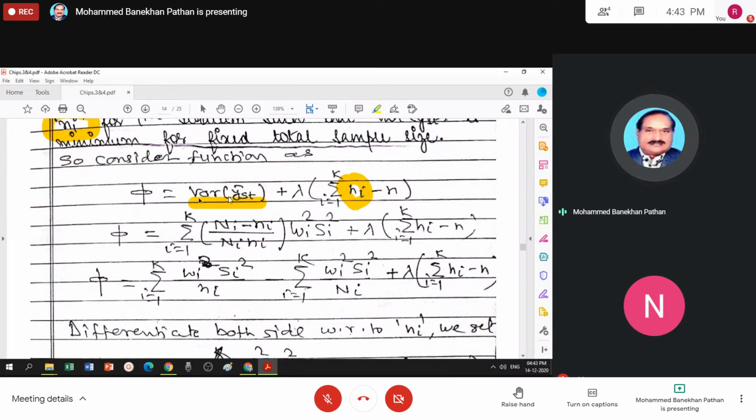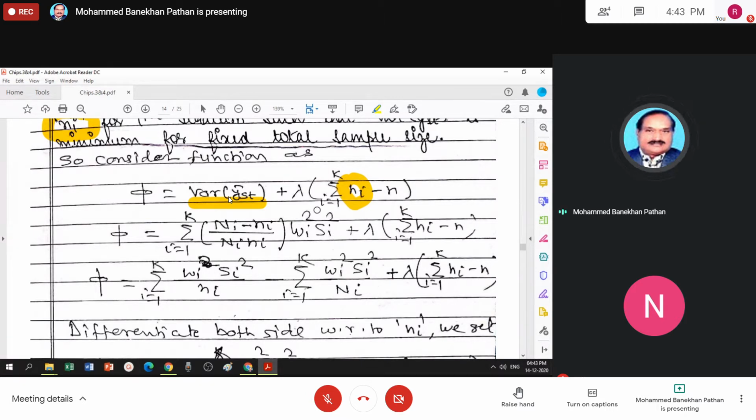Put the formula of variance of y bar st, which I just now told you. This we derived in previous classes. Summation i equals 1 to k, capital Ni minus small ni, divided by capital Ni multiplied by small ni, wi square, si square, plus lambda, which is a constant unknown that is to be decided, times summation ni minus n, bracket complete.